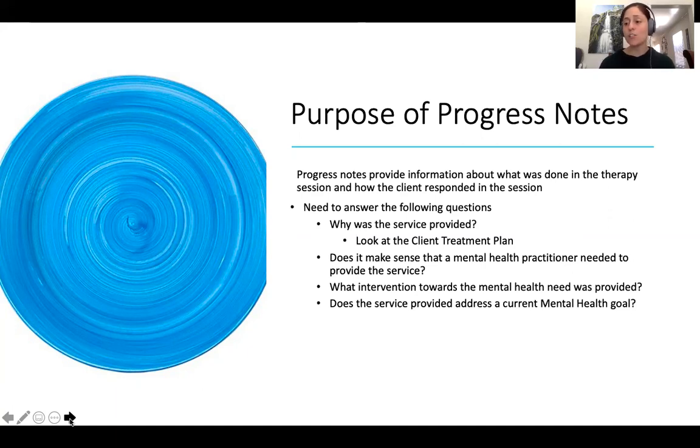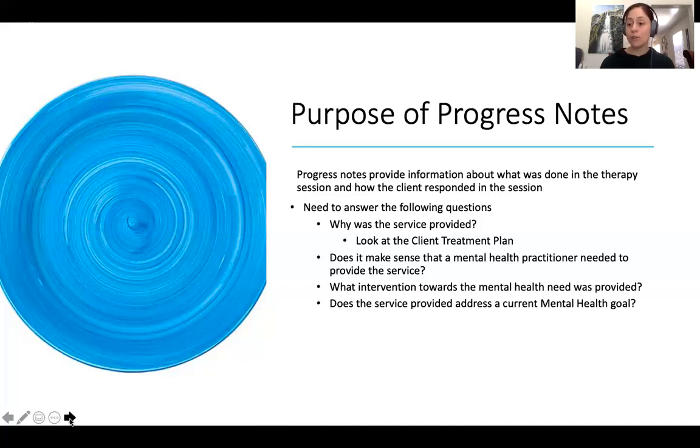Next, what intervention towards the mental health need was provided? What exactly did you do in the session? And then finally, does the service provided address a current goal? Meaning that your intervention should be targeting one of the goals you identified, and this link should be clear.